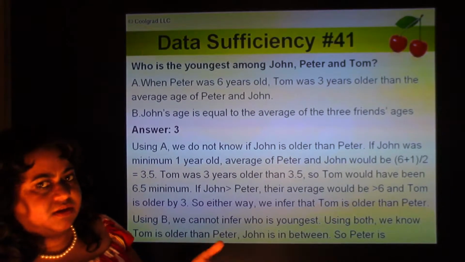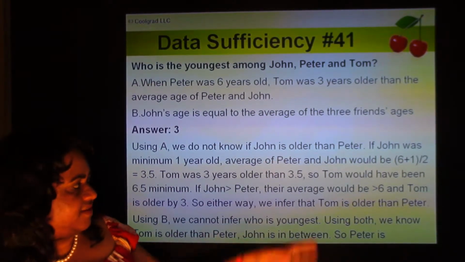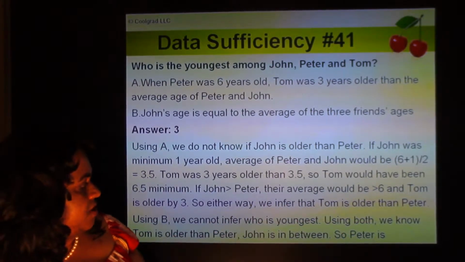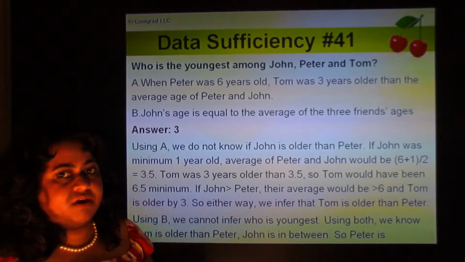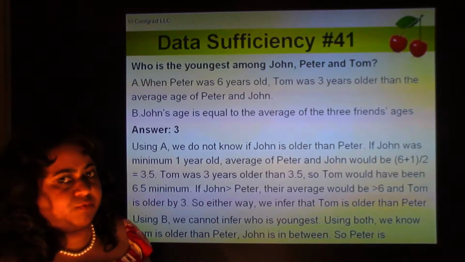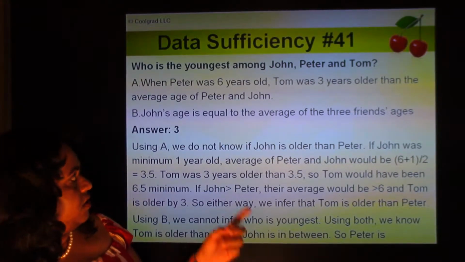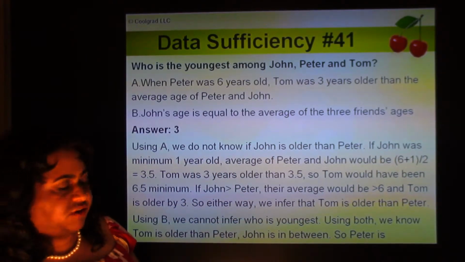6 and say 7. So their average would be greater than 6. And Tom is older than 3. So either way, Tom is older than Peter. But John may be younger than Peter, or John may be older than Peter. We don't know that. So John or Peter, either of them could be the youngest. So statement A alone is clearly not sufficient.